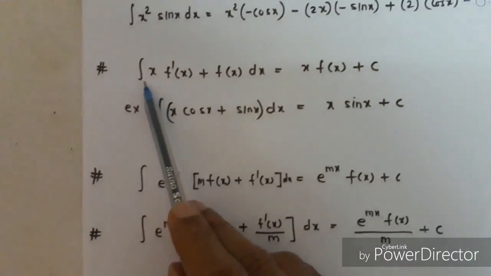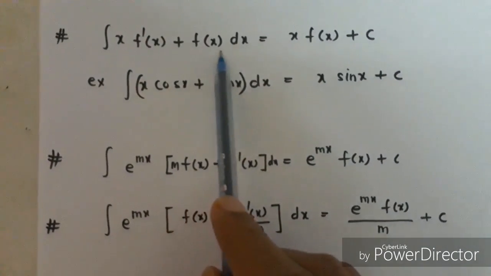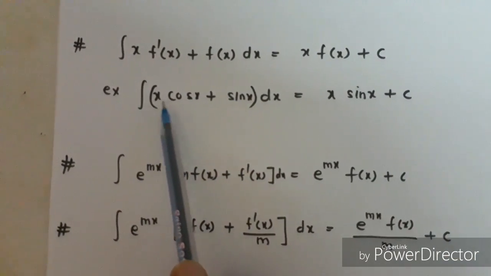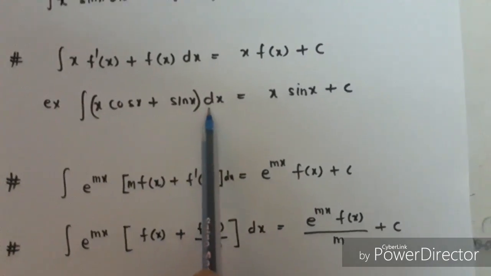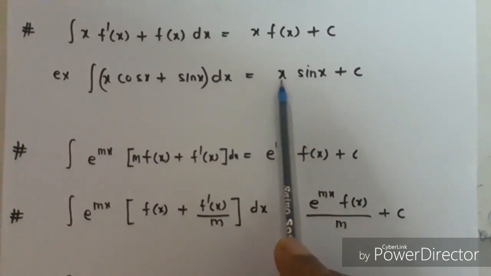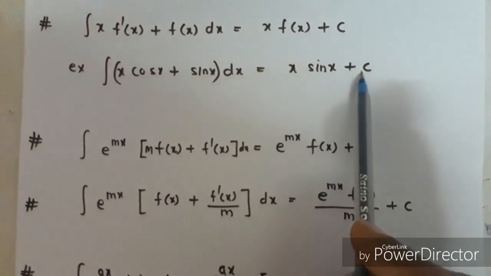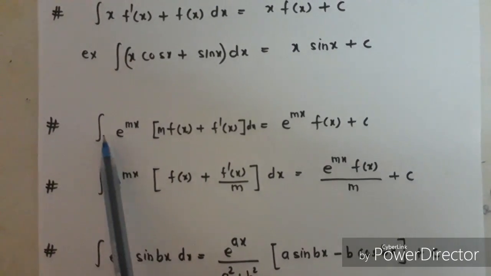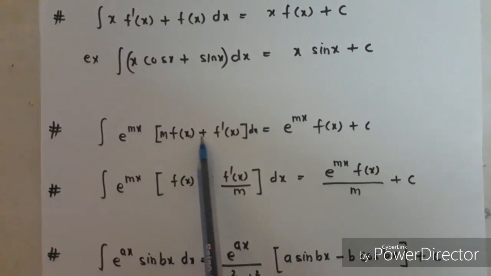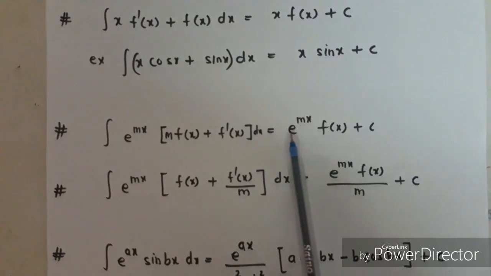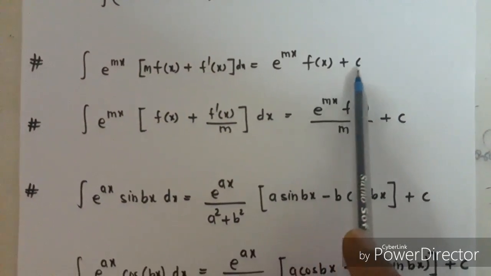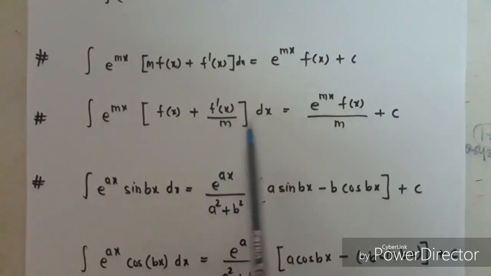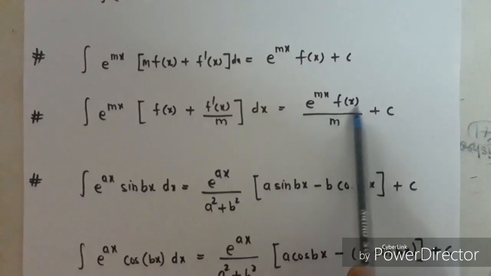Next is integral x into f dash x plus fx dx, and that equals x into fx plus c. For example, x into cos x plus sin x dx equals x into sin x plus c. Look at these shortcuts quickly. You can pause the video and note down. Integral e raised to mx into m fx plus f dash x dx equals e raised to mx into fx plus c. Integral e raised to mx into fx plus f dash x upon m dx equals e raised to mx into fx upon m.